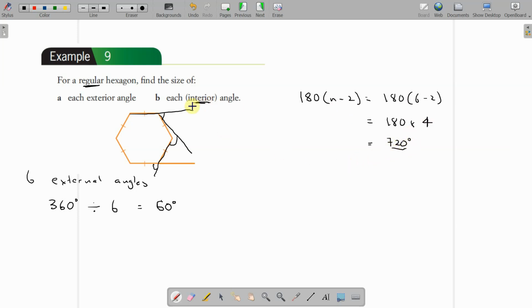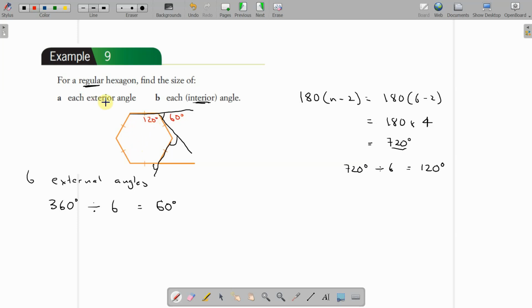And that means that each angle in a regular hexagon is the same, so divide that by 6 is 120. So each external angle there is 60 degrees there, and each interior one is 120.